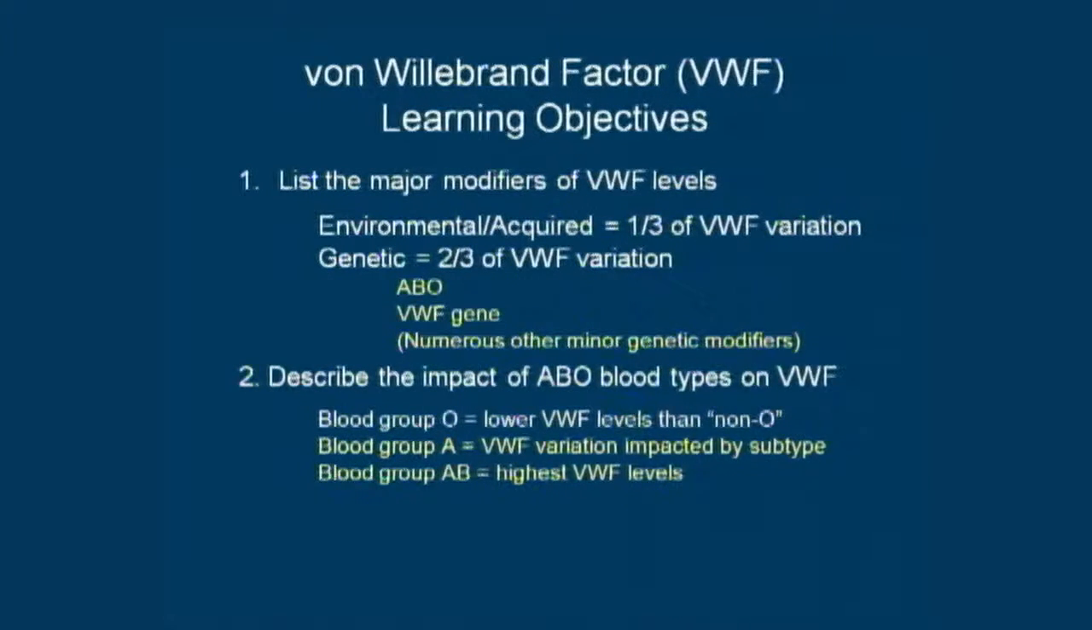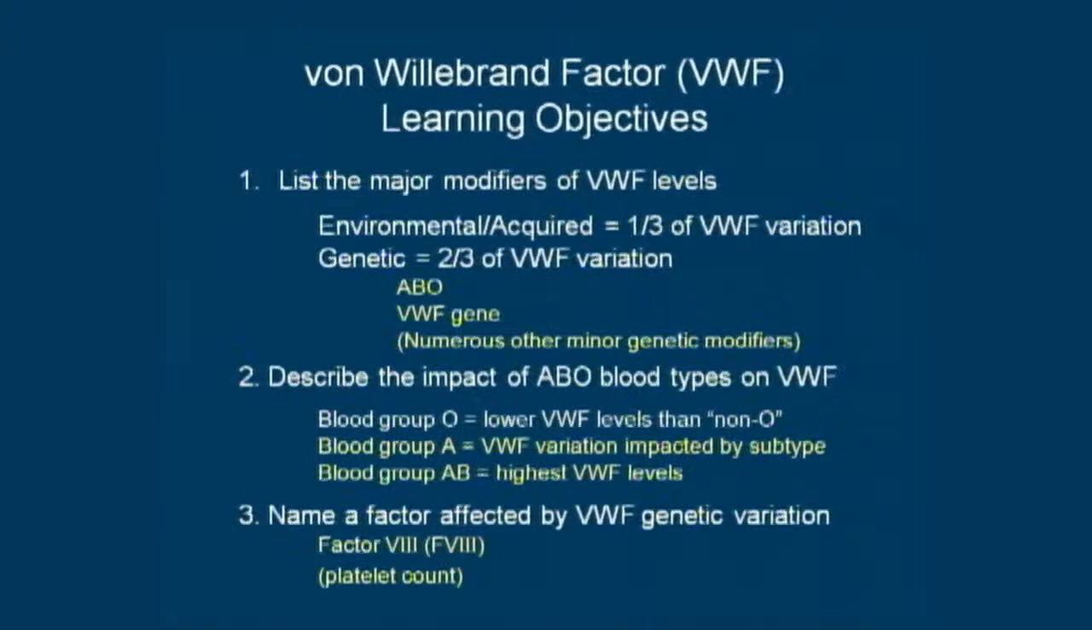But the problem is we don't yet know what to do with that information. And then I felt like I had to add a third one, so name a factor affected by VWF genetic variation. And I want you all to understand that what happens to von Willebrand factor happens to factor VIII. We don't know if factor VIII goes down in clearance with von Willebrand factor, but when you look at GWAS for factor VIII, it's almost all von Willebrand factor.